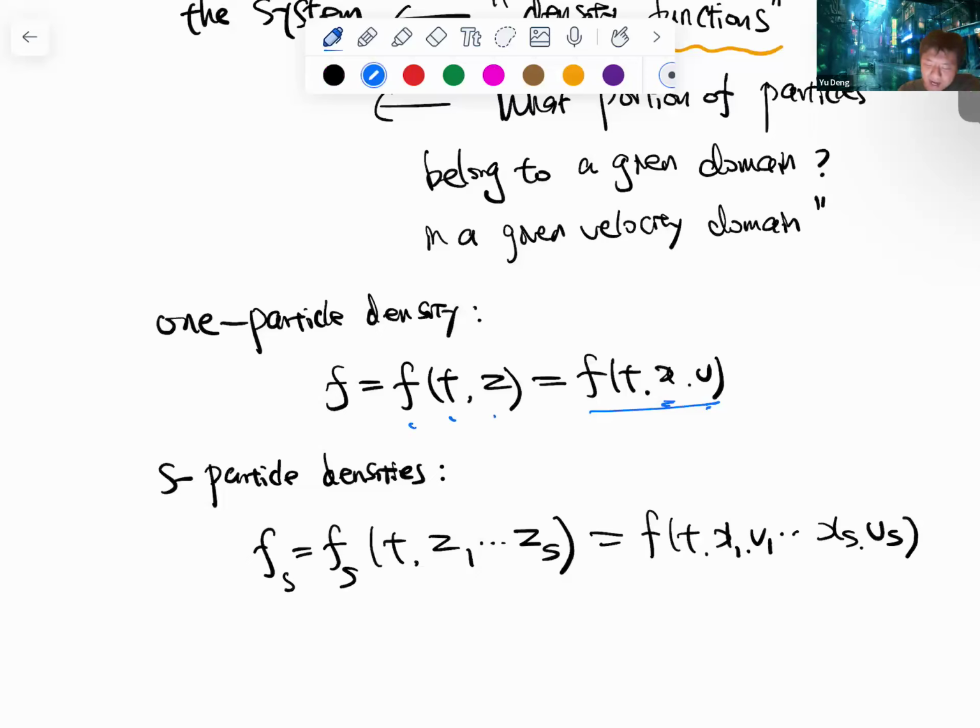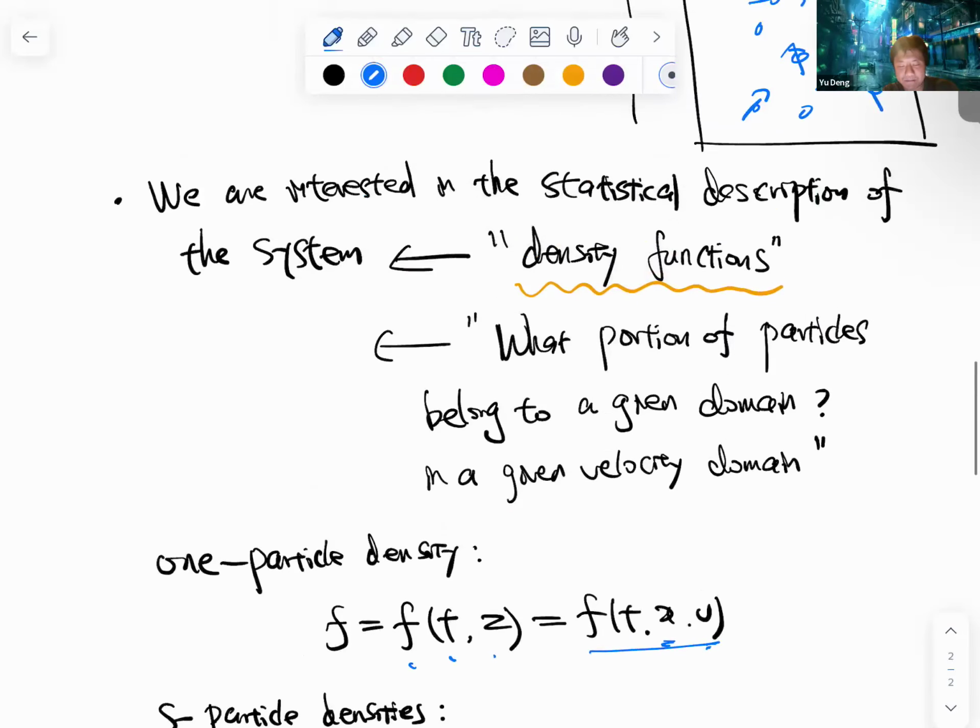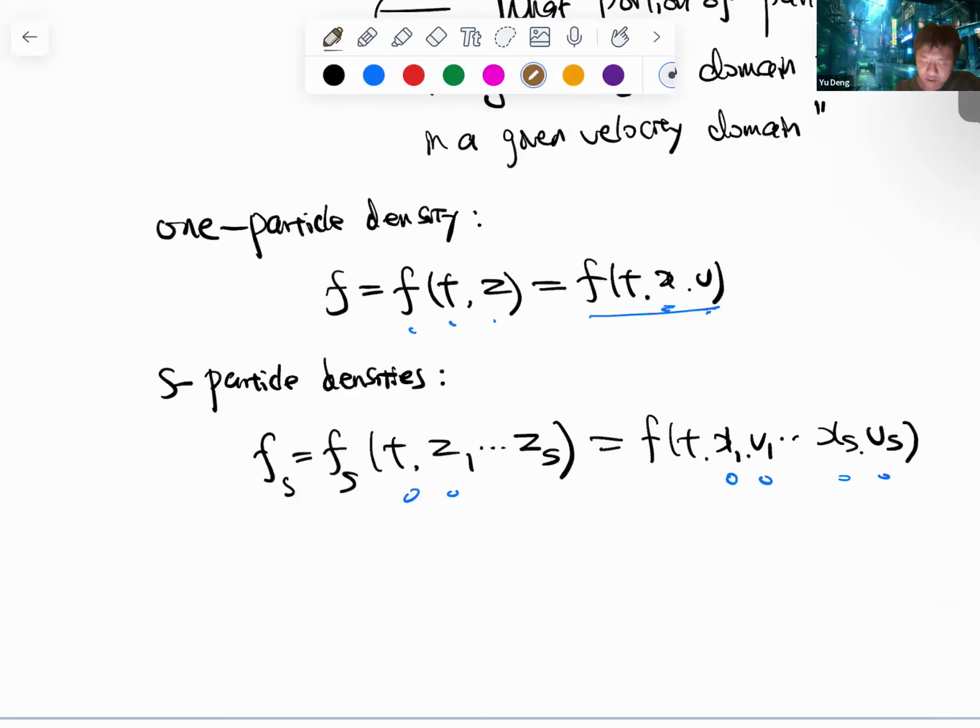Okay, so here t is the time. Again, z_j is the position and velocity of the particle j. So this object means the probability density of finding the first particle at x_1, v_1, finding a second particle at x_2, v_2, and finding the s-th particle at x_s, v_s. Okay, so basically, the statistics of our system is completely described by these s particle density functions, and this is the object we are interested in.